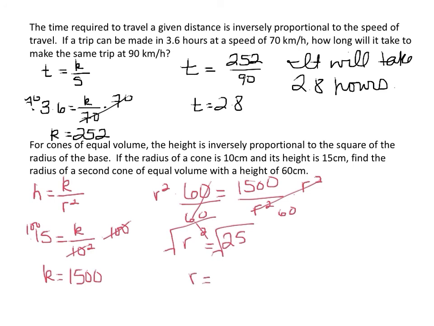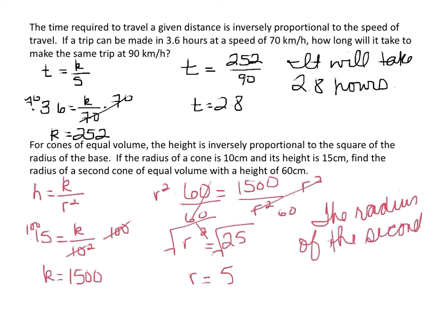Now I hope that you're noticing, oh, she's got to do plus or minus because she took the square root of both sides. You have to say plus or minus, and you are correct, except a radius cannot be negative, so here only the positive value is the one that's valid. So we can say the radius of the second cone is 5 centimeters.